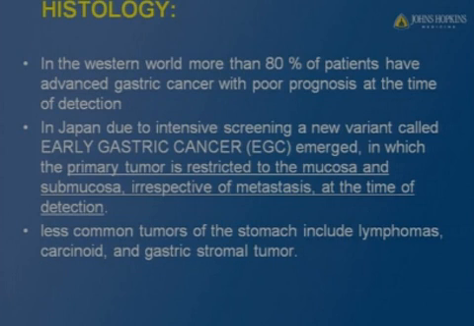That's why in countries like Japan, there is very intensive screening, and there is a new variant that's called early gastric cancer. The definition is that the primary tumor is restricted to the mucosa and submucosa. That is, beware, irrespective of the metastases at the time of detection.